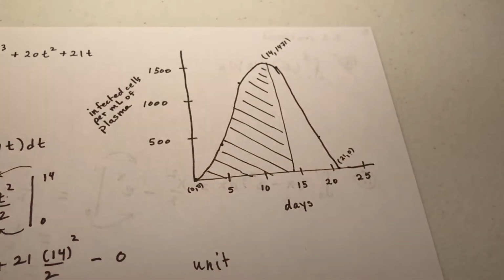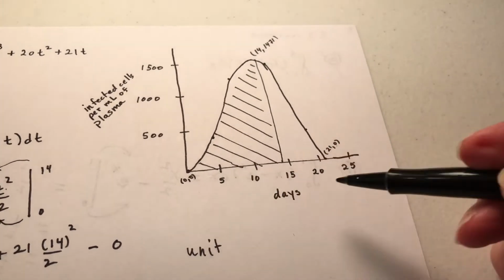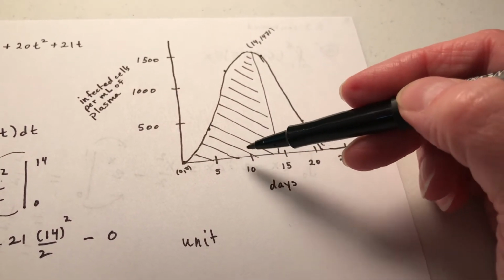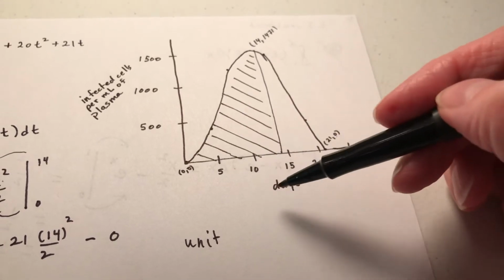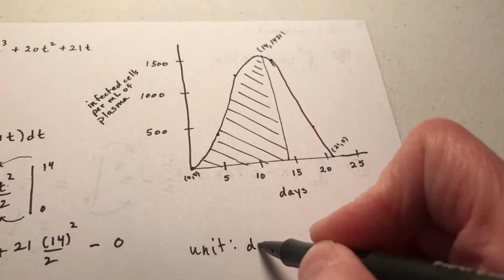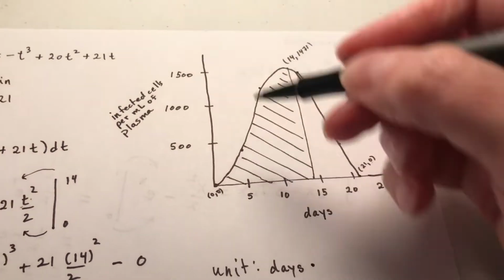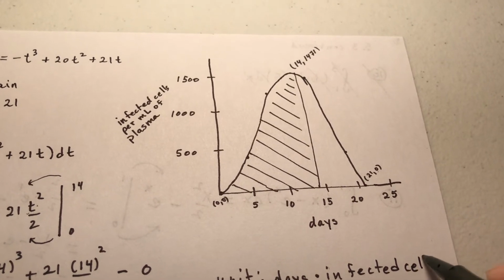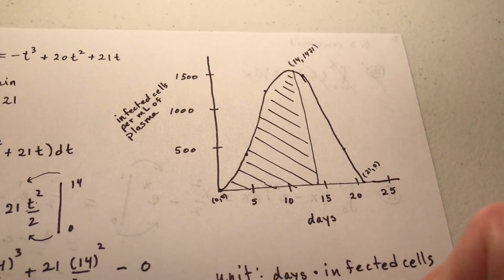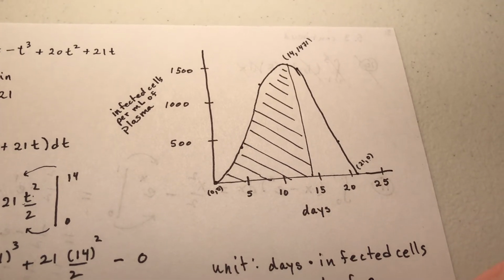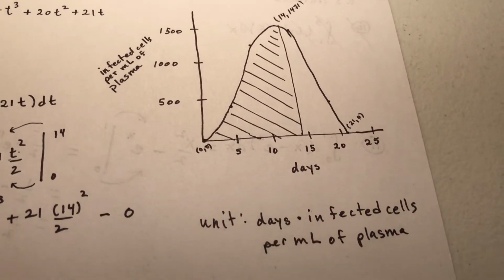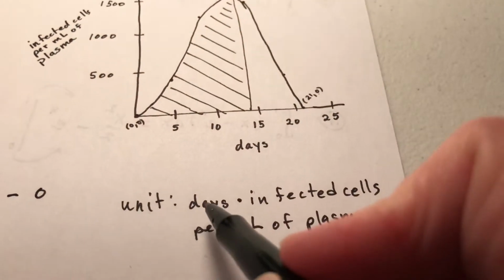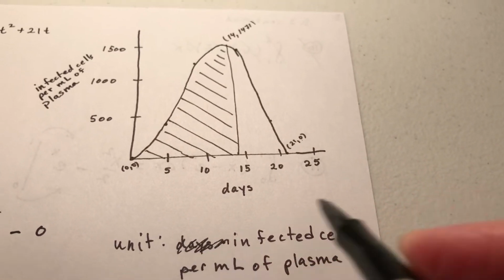Now, the unit on this, units are so important. The unit, when you're dealing with area, is going to be the x-axis times the y-axis, right? So remember when we were looking at the rectangles and looking at length times width? Well, we're doing days on the x-axis times infected cells per milliliter of plasma. Okay. Now, I would never write that as a unit. Infected cells per milliliter of plasma, and sometimes I will see that in this book. I'll write it times days.